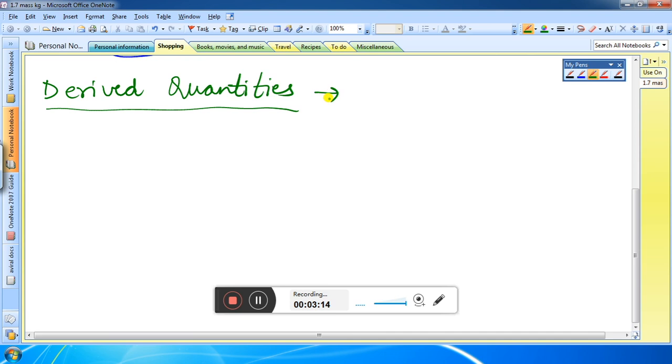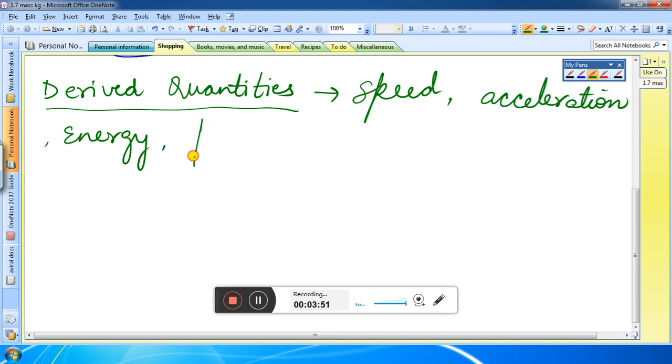Derived quantities I have written. So what could be an example of derived quantity? First of all, what are derived quantities? Derived quantities, children, are those which we can obtain from the fundamental quantities, right? All those quantities are called derived quantities. Like you can say speed, acceleration, energy, force, etc. All these quantities are best examples of derived quantities, because you are familiar with all these terms as you have studied them in class 9th, right?